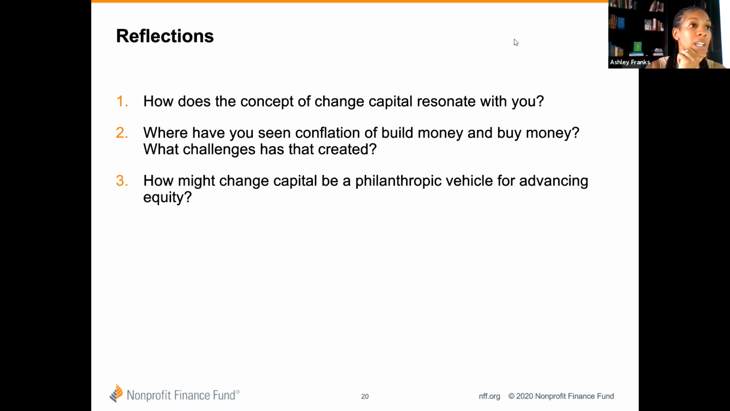How would change capital be illustrated on a financial statement in the annual report? And I'm going to assume that you mean like the P&L, the income statement. Change capital would be pulled below the line as a non-operating expense, and it would show up as just that, change capital.